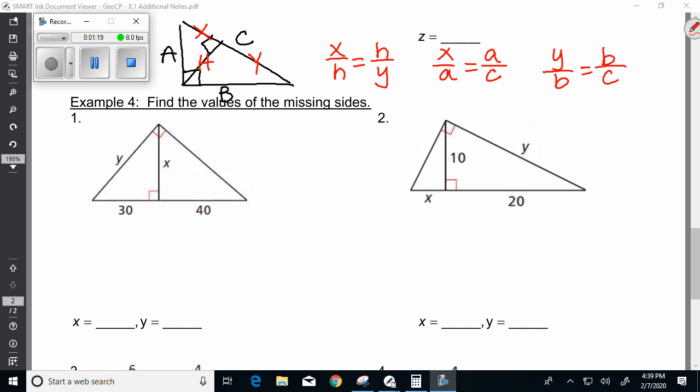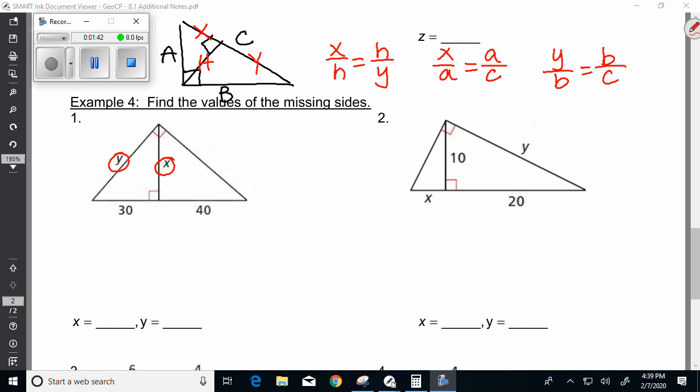Now, in this case, we're working with examples that have multiple things missing. So if they have multiple things missing, you kind of have to plot your course based off of what's given to you. So the first thing you have to notice with example 1 is you're looking for X and Y. So those are the two things that are missing.